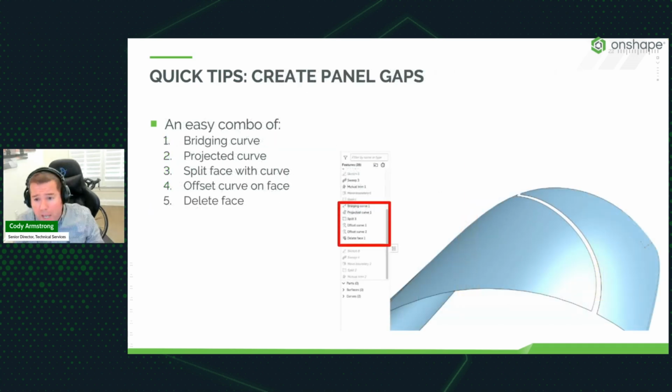So next tip, create panel gaps. It's very common, especially in injection molded parts where you have multiple pieces that kind of nest together in plastic pieces.